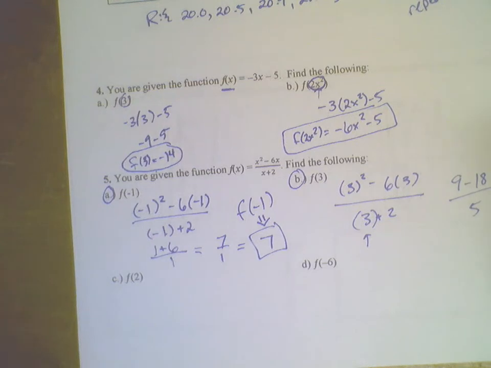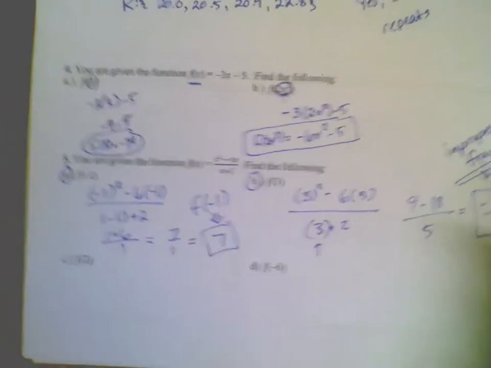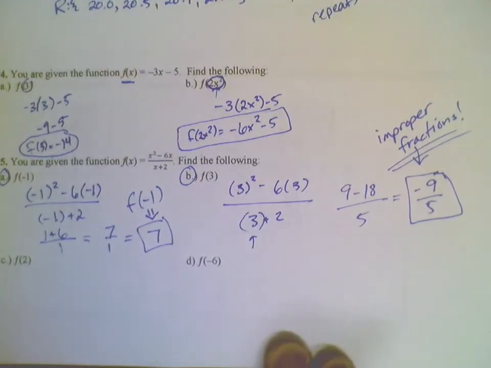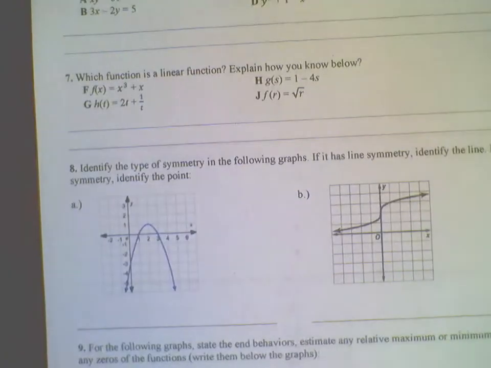You can't reduce it. I don't want it as decimals. Remember, must be fractions, improper fractions. Okay? I want them in improper fractions. Alright? I'm sorry, I kind of ran off the page over there. Alright, so same thing with C and D, just plug them in. So let's check out page 2.